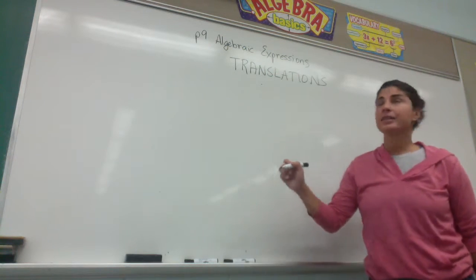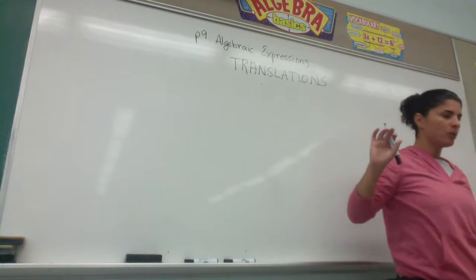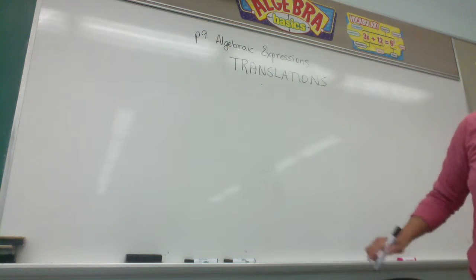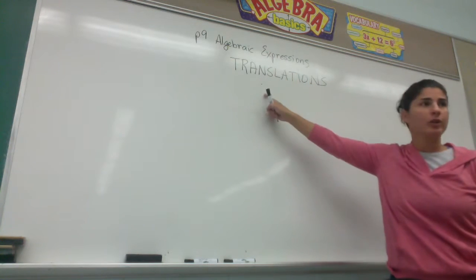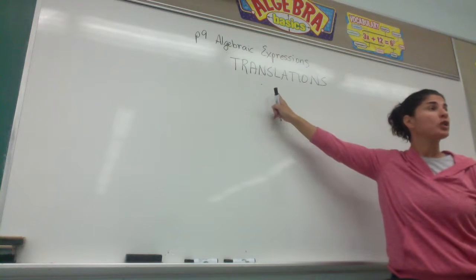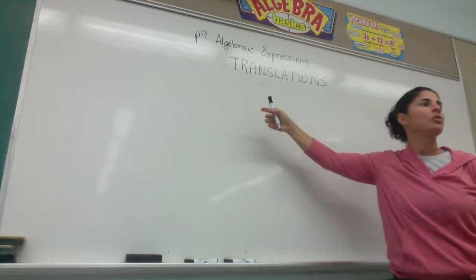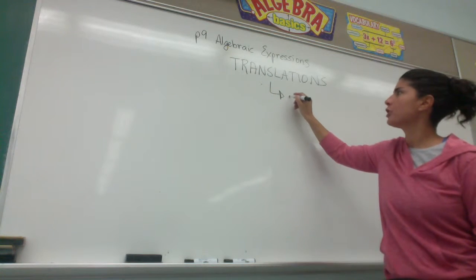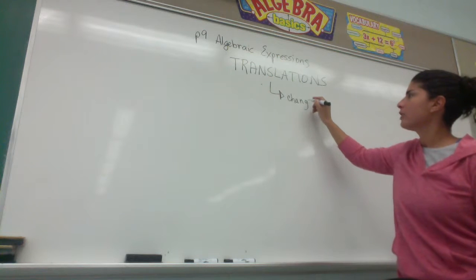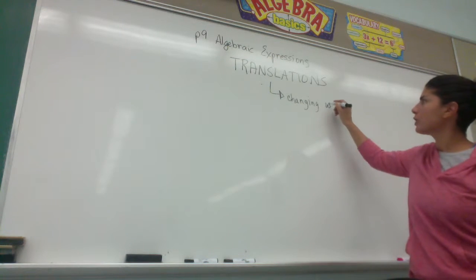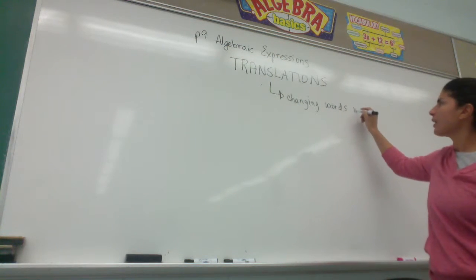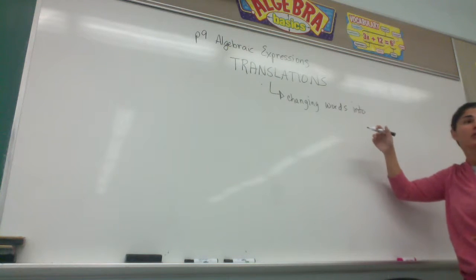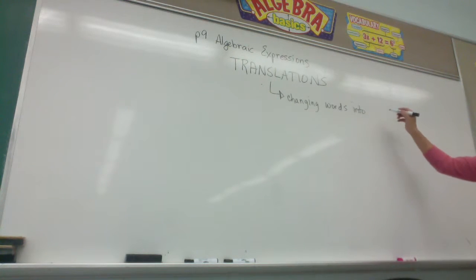Okay, so today's lesson is on page 9 in the workbook. It's called Algebraic Expressions, and we're going to call it translations. It's when we're changing words into expressions with X's and Y's. So translation will be changing the English language, or words, into mathematical letters and numbers, like X's and Y's, as we've been doing in algebra, okay?